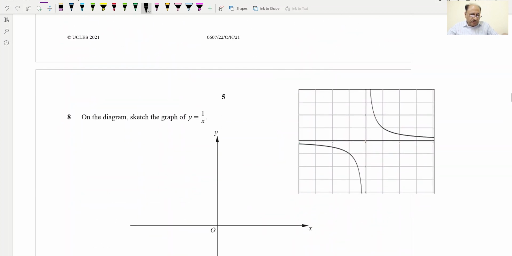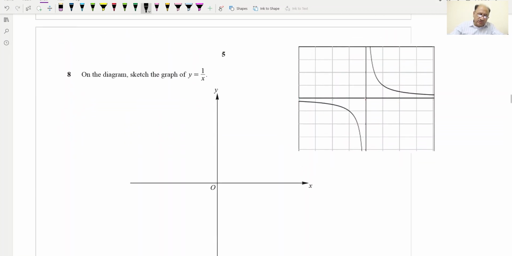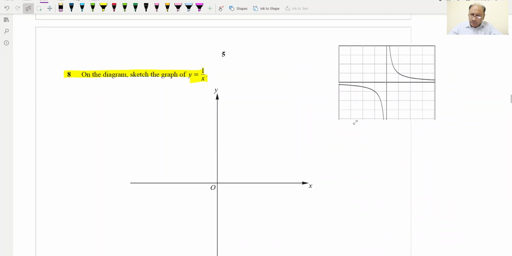And now question number 8, which is this one. They're saying on the diagram sketch the graph of y equals 1 over x. This is not a portion of the question, I've inserted it for your explanation. So what we can do, we can resize it, and this is the coordinate axis provided. So what is the reciprocal graph?